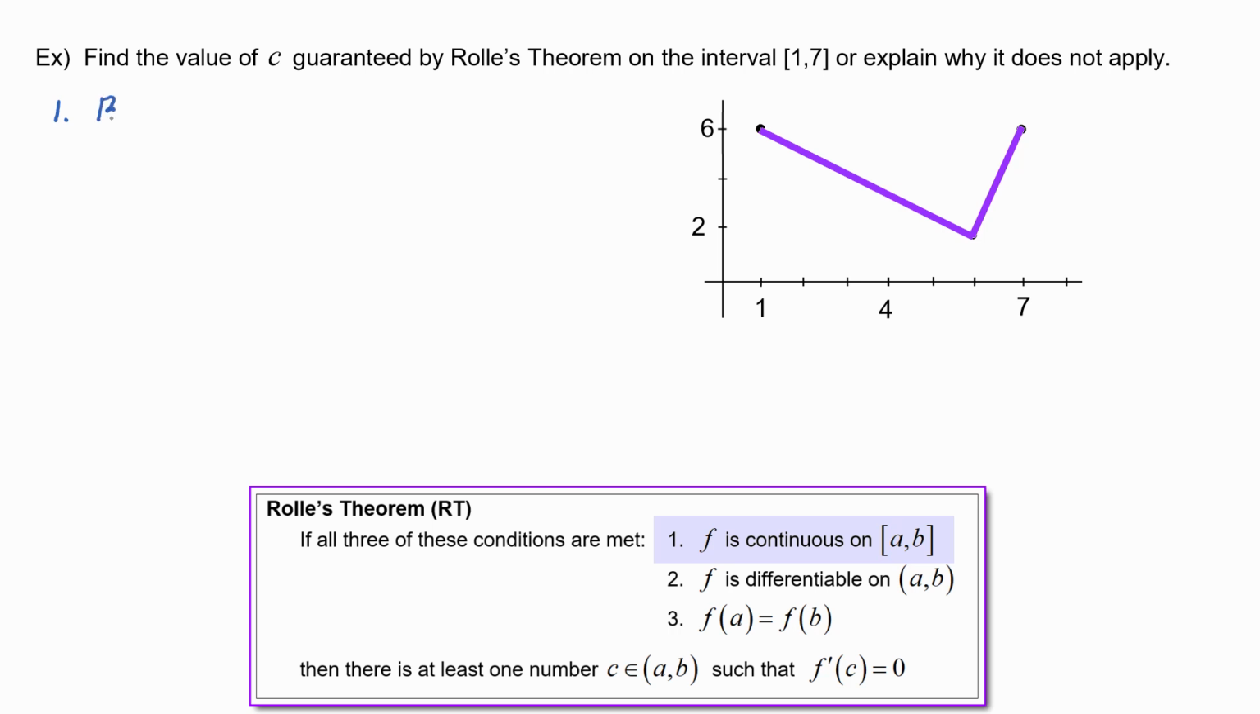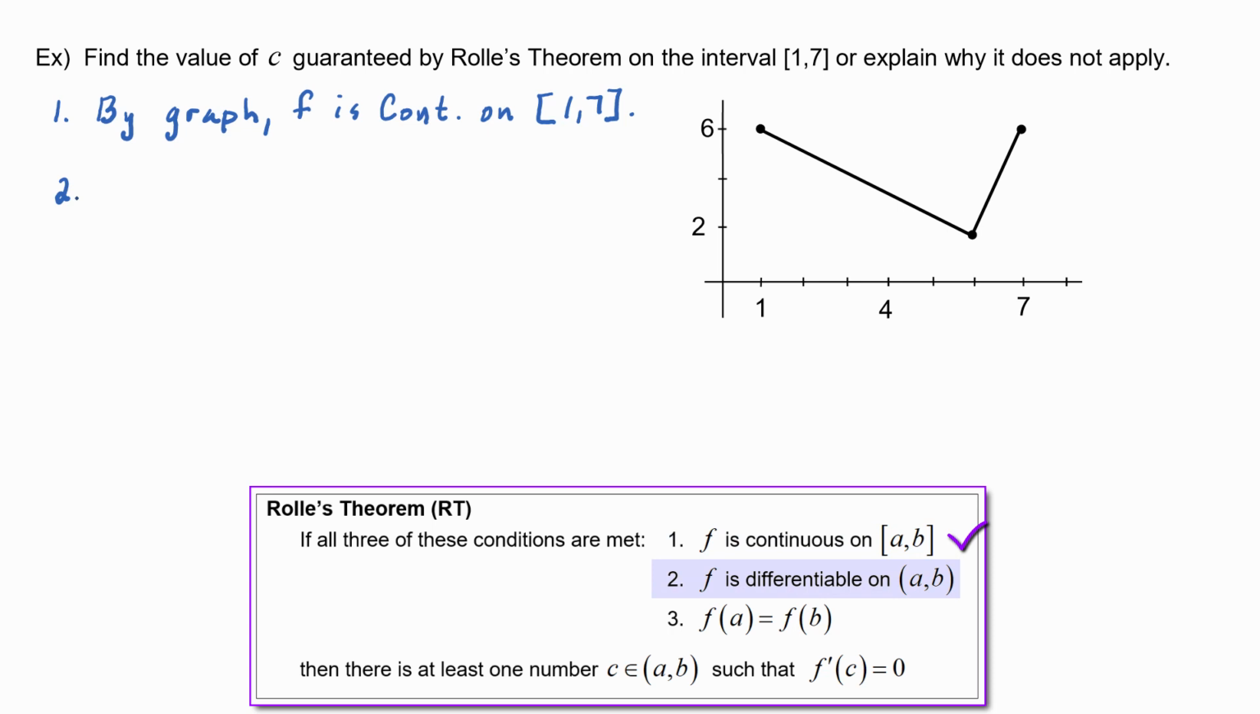So we can say, by the graph, f is continuous on the closed interval 1 to 7. So we've satisfied step 1. Now in step 2, we have to verify that f is differentiable on the open interval from 1 to 7. Now here we notice that the graph has a sharp turn.